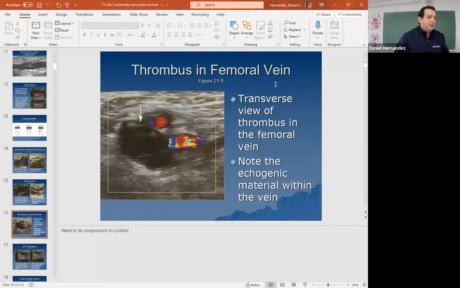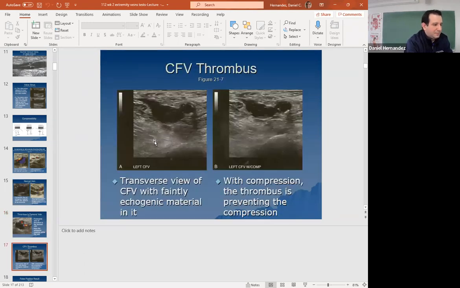This is now an image of the common femoral vein showing thrombosis within the vessel itself. When we put our color box on, we see no flow. That's going to be your first sign. You put the box on and you don't visualize any flow. You perform your compression maneuver, and the vein is non-compressible.